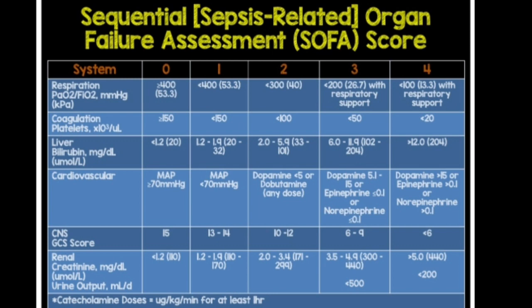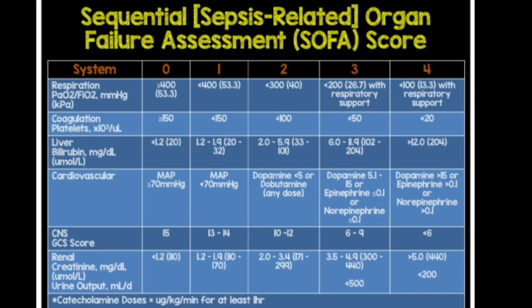Next we see the mean arterial pressure. If mean arterial pressure is more than 70, score 0. Mean arterial pressure less than 70, score 1. If patient requiring dobutamine less than 5 milligram, score 2. If dopamine 5.1 milligram or epinephrine 0.1 milligram or norepinephrine 0.1 milligram infusion required, he is given a score of 3. If the patient requires dopamine more than 15 milligram and epinephrine of more than 0.1 milligram and norepinephrine of more than 0.1 milligram, score 4.